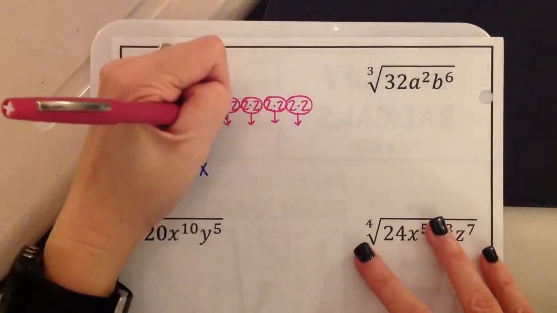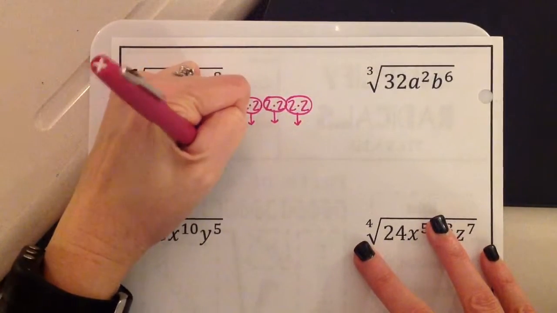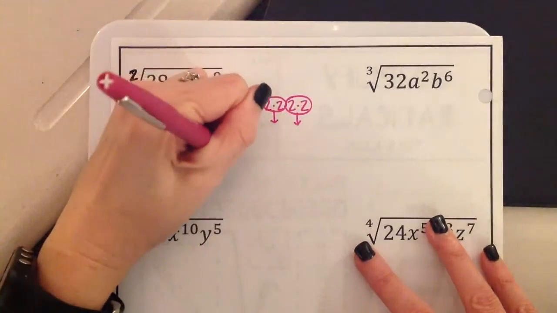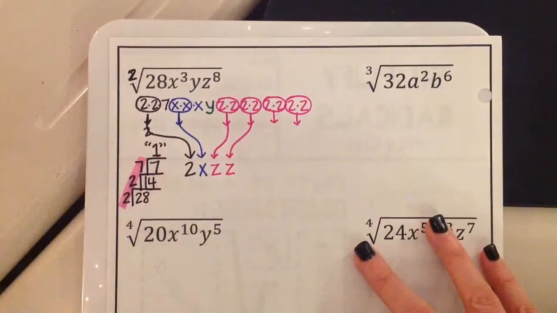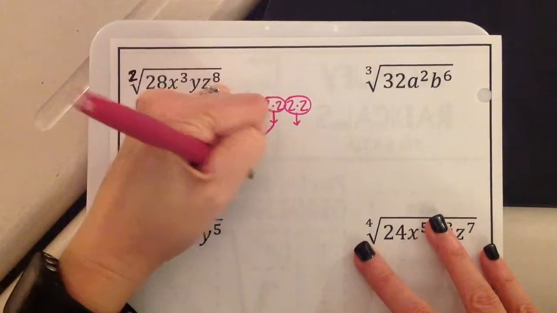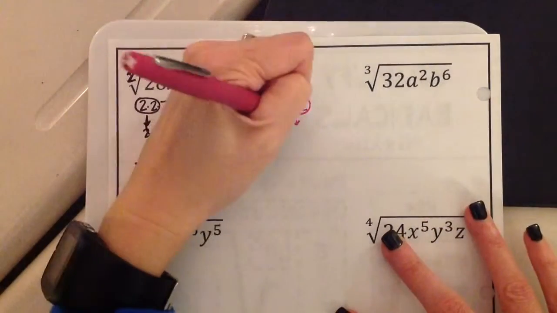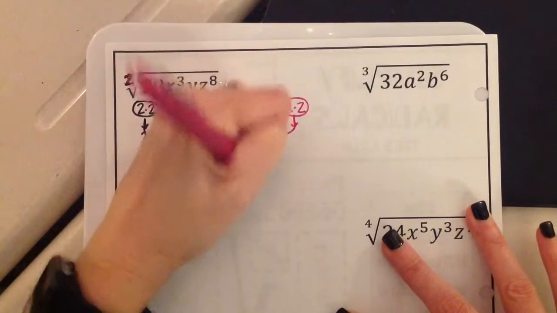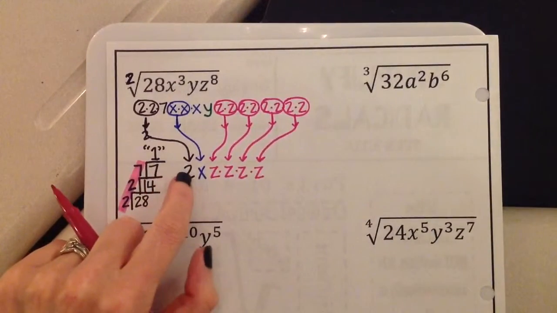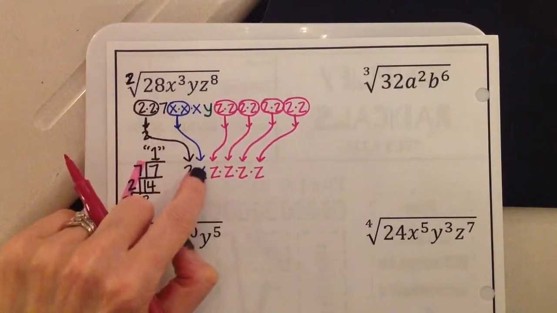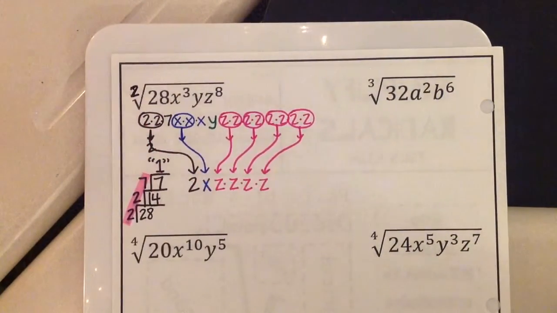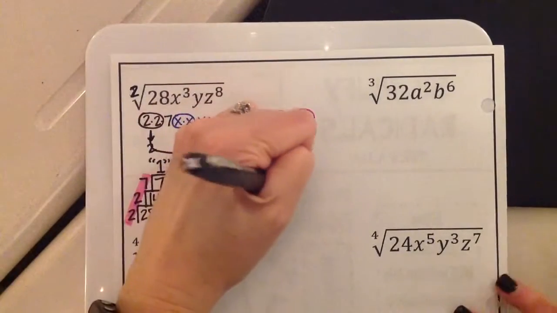Now I'm going to start moving out my groups of z. So this z represents one group. This z represents the second group of 2 I made. This z represents the third group. And this z that I'm going to write represents the fourth group of z's that I made. So I was able to move out one group of 2's, one group of x's, and 4 groups of z's out of the square root, the radical symbol.